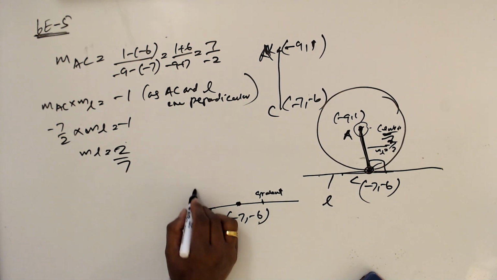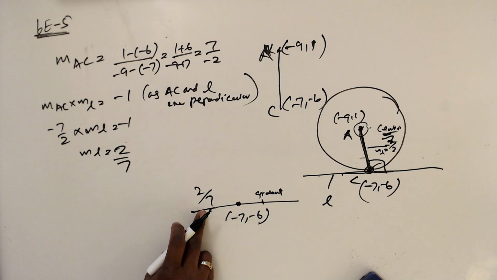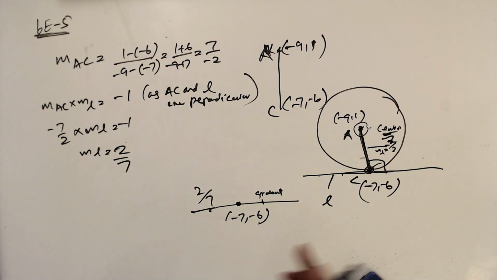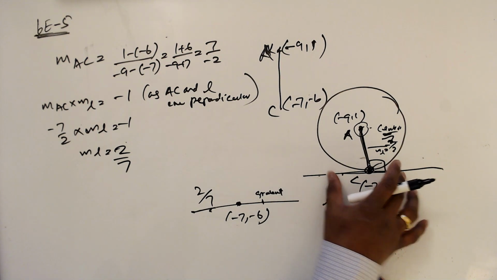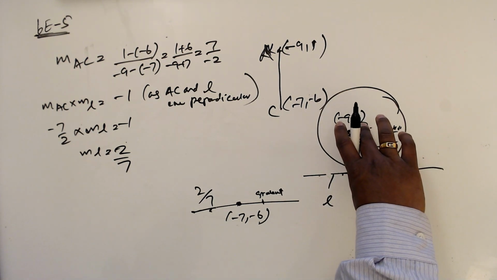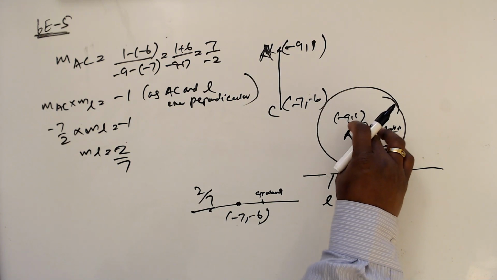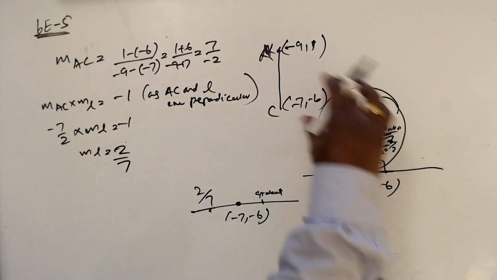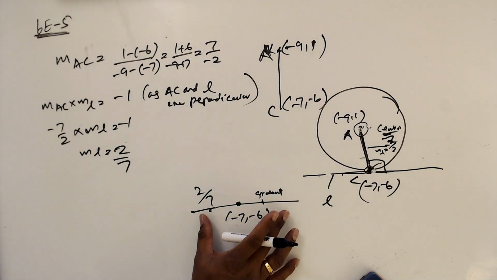Now you know the gradient of this one. We want to find the gradient of the tangent. If we know this gradient, since this is perpendicular, we can find it. We know the point, but we don't know the gradient. Then we found out this is the center. Because of that, we managed to get the gradient and now the perpendicular gradient.